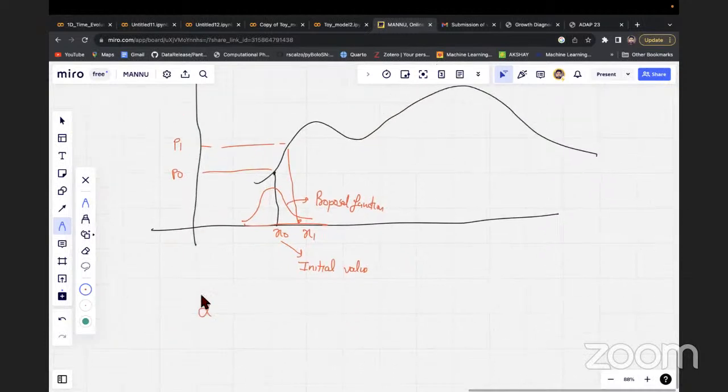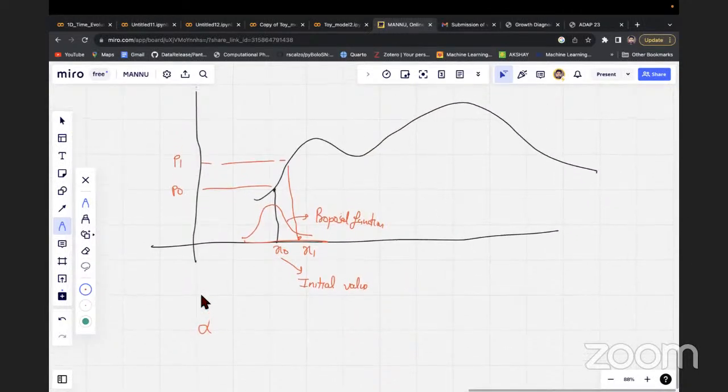Do you have to redefine the proposal function every time? No, ma'am. We'll define a global function, but every time the mean will be the previous position. So the mean will keep changing, but the function is going to be the same. You define the proposal function once.